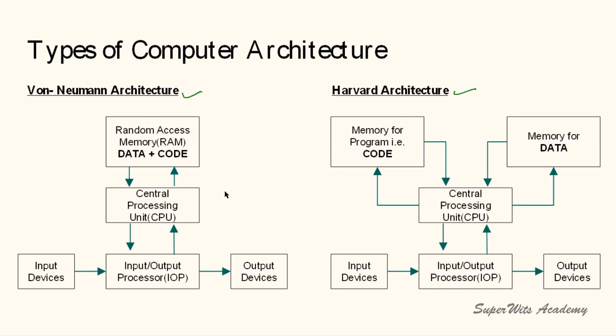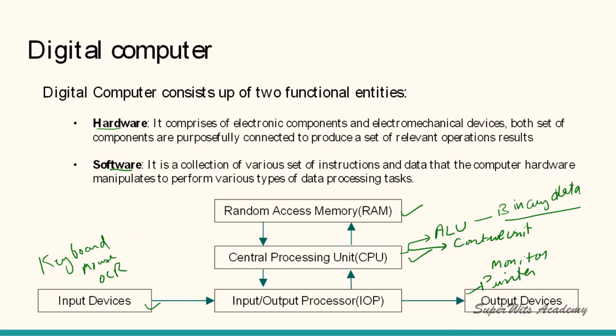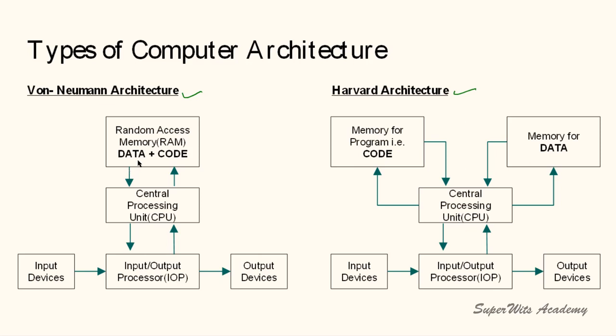So if you look very carefully, the von Neumann is the same as what we discussed in this particular slide, right? The only thing which I added here is that the random access memory contains both data as well as code, right? So it's a shared memory, the very important thing, a shared memory model is used here. Whereas in the Harvard architecture, we have two different memories, one for the program and another for the data. And mind it, these two memories can have different sizes. So let's say this is 64K, this can be a 32K memory, right? So this is how you can actually differentiate.